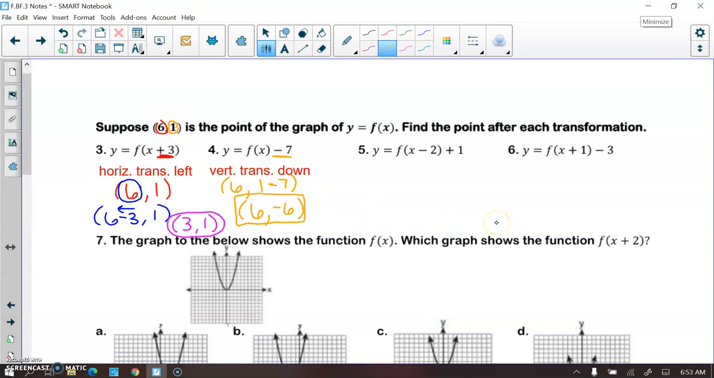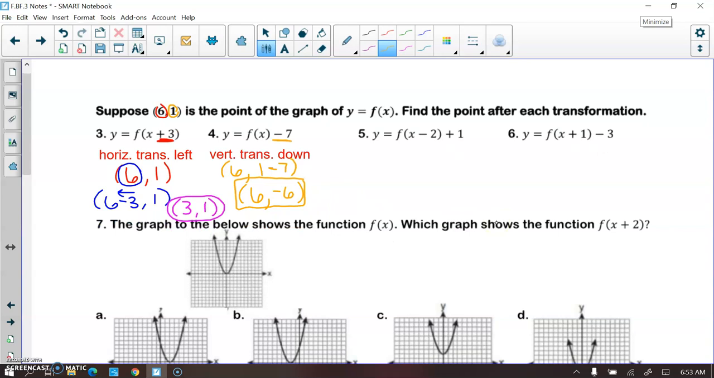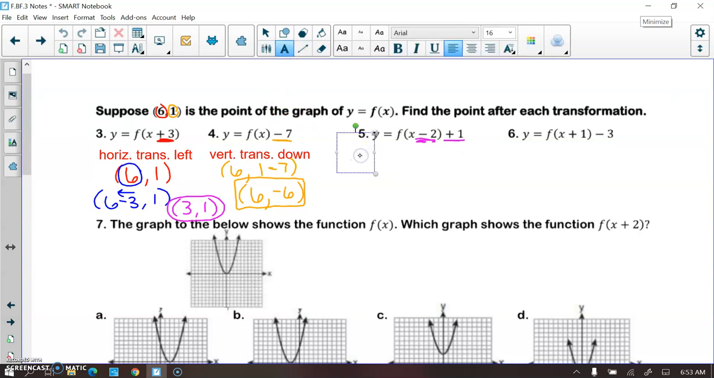All right, number 5. This time I'm doing 2 transformations. My first transformation is going to be a horizontal translation to the right, and my second transformation is a vertical transformation up. So let's just quick note that. This is a horizontal translation to the right and a vertical translation up.